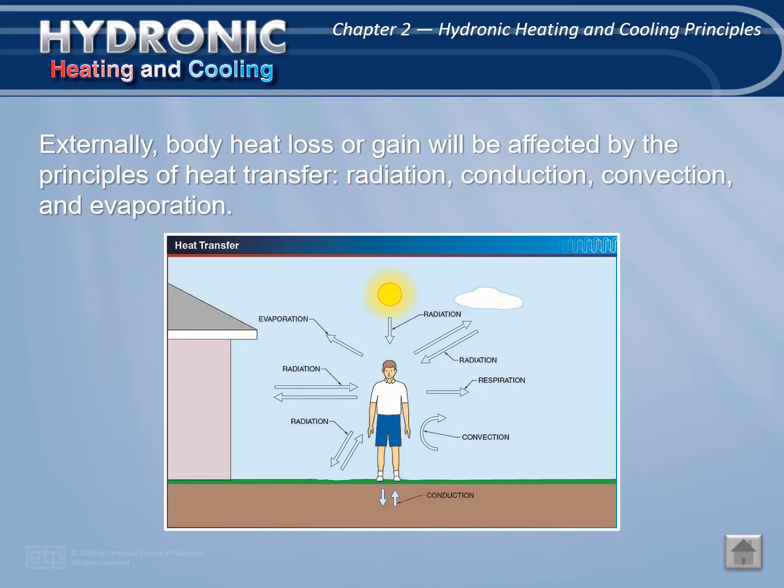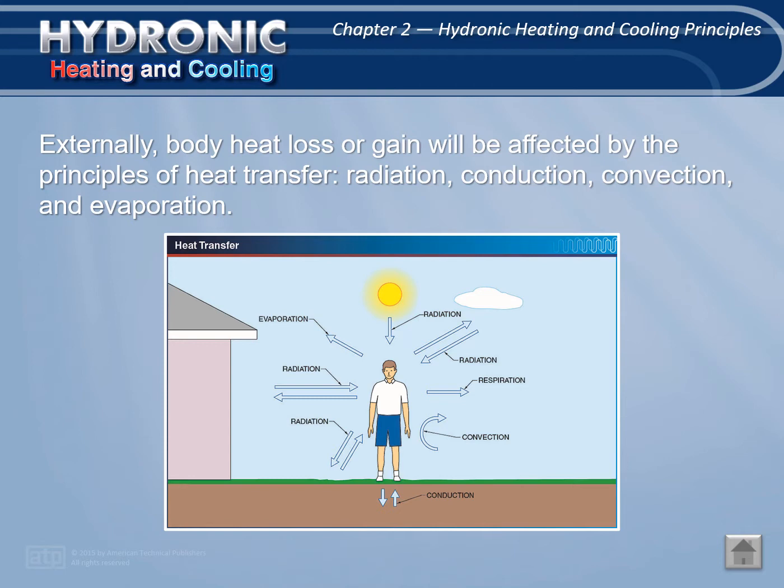We will begin with how heat transfer affects human comfort. The main purpose of any type of heating or cooling system is to provide comfort to an individual within a building. Comfort is that condition in which the human body feels neither warm nor cold and is at thermal equilibrium with the ambient temperature.